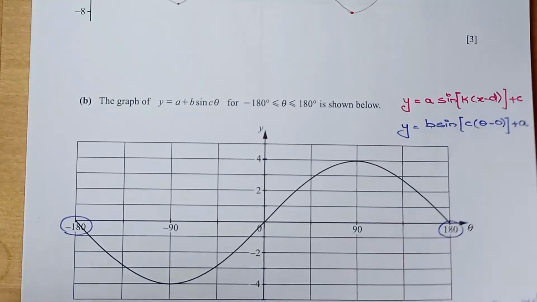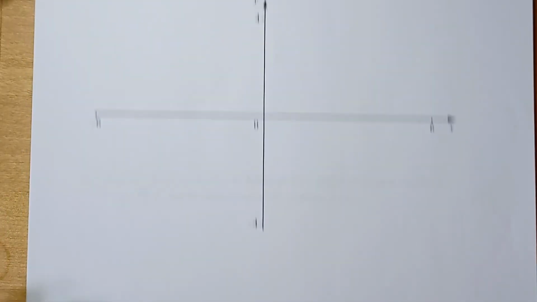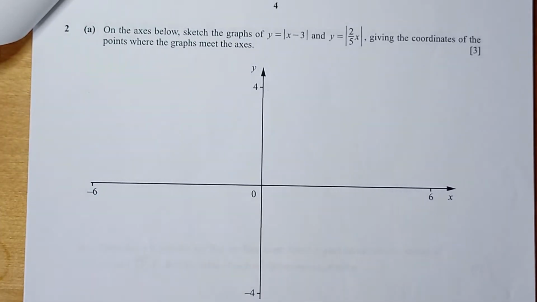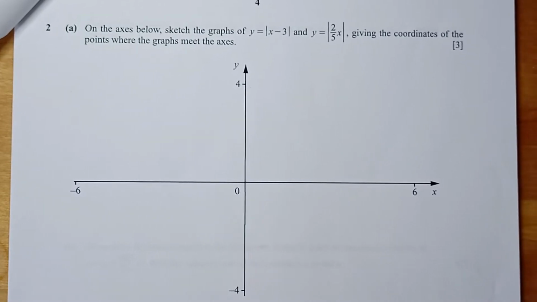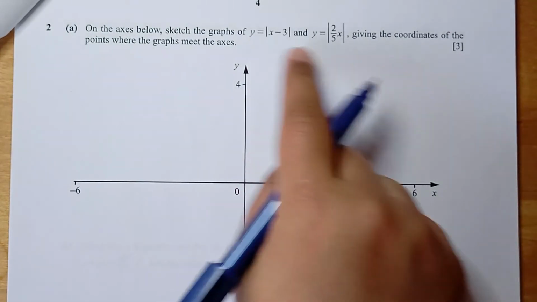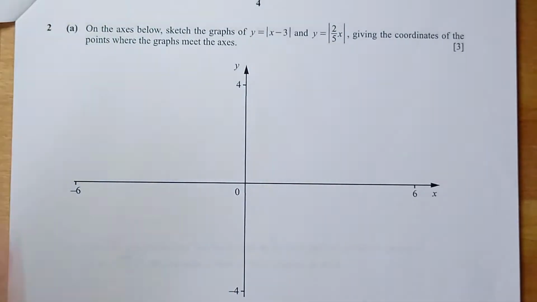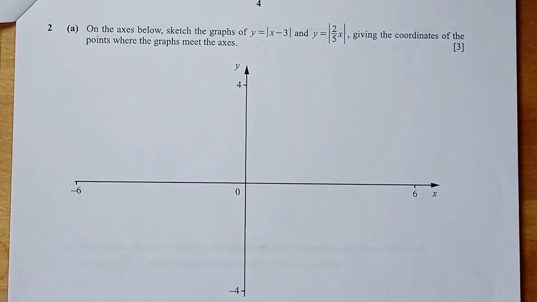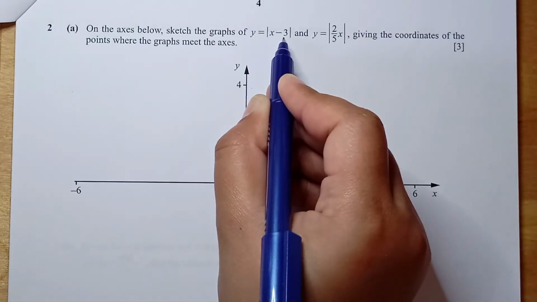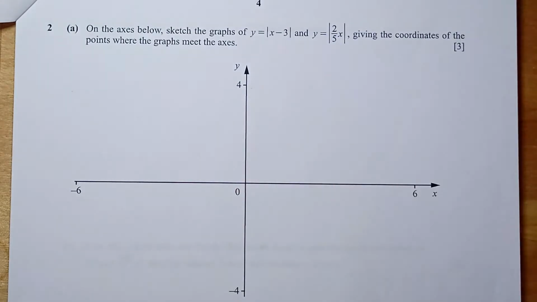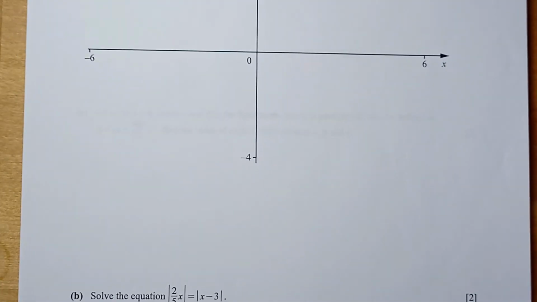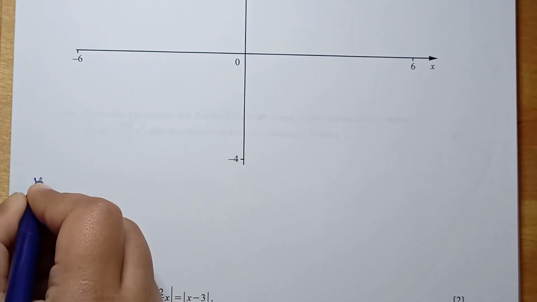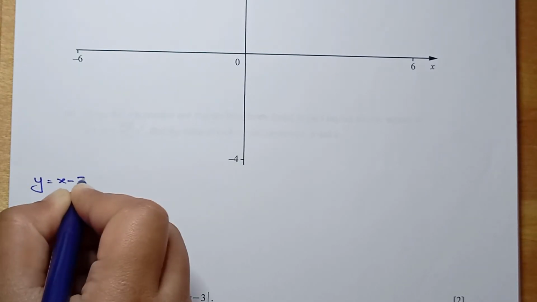Okay, moving to the next question, number 2. In a part, on the axes below, sketch the graph of this function and this function, giving the coordinates of the points where the graph meets the axes. Okay, so in order to graph these functions, first we need to ignore the modulus, right? So we can use y equals x minus 3 and y equals 2 by 5x, just these two functions.